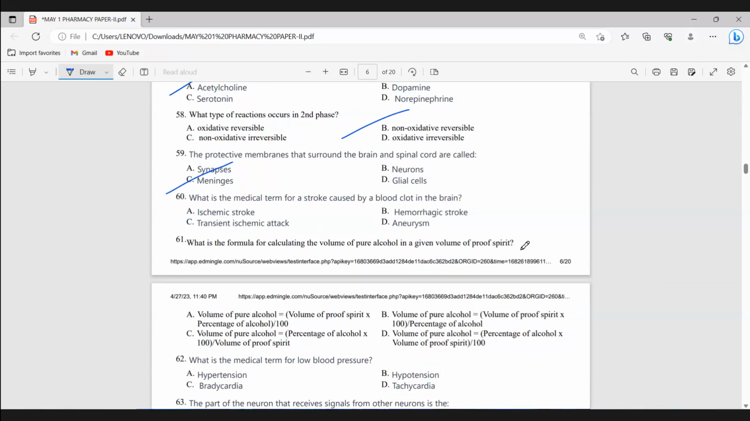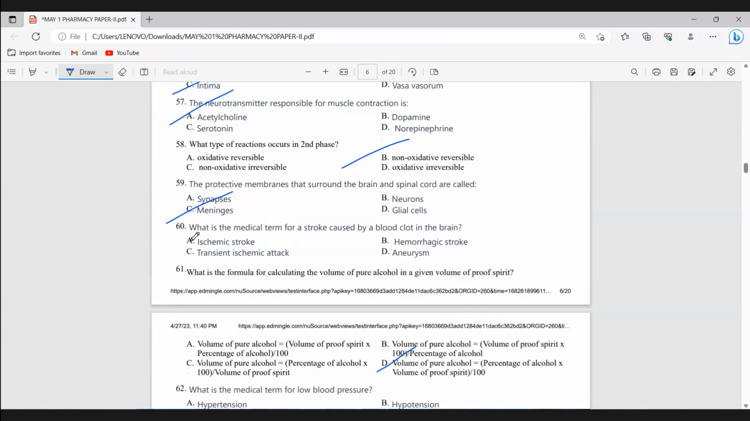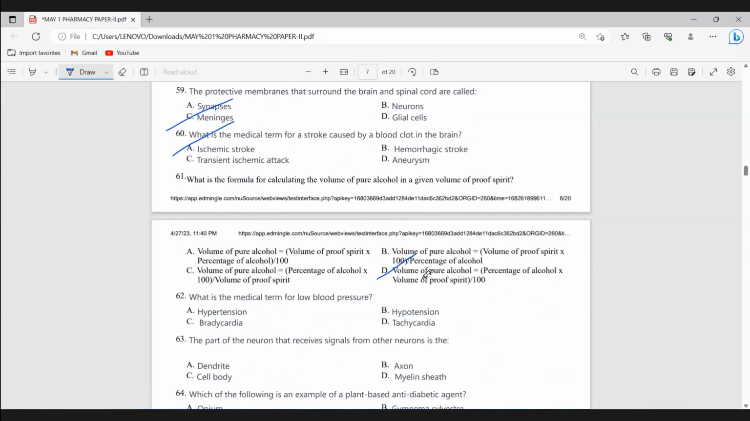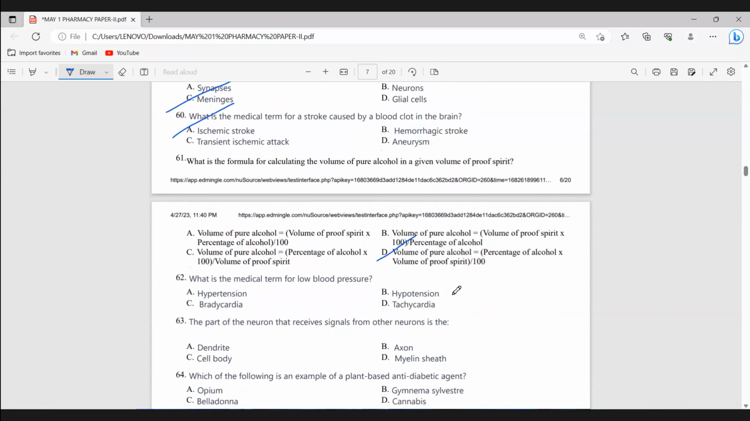What is the medical term for stroke caused by a blood clot in the brain? Ischemic stroke. And 61, the formula is: volume of pure alcohol is equal to percentage of alcohol into volume of proof spirit by 100.